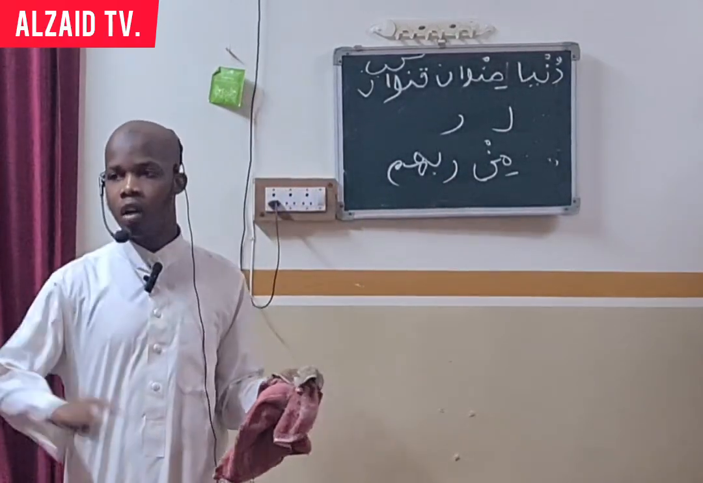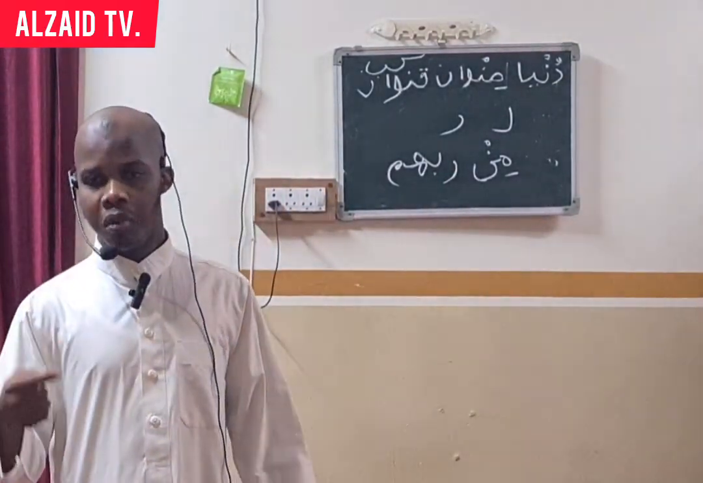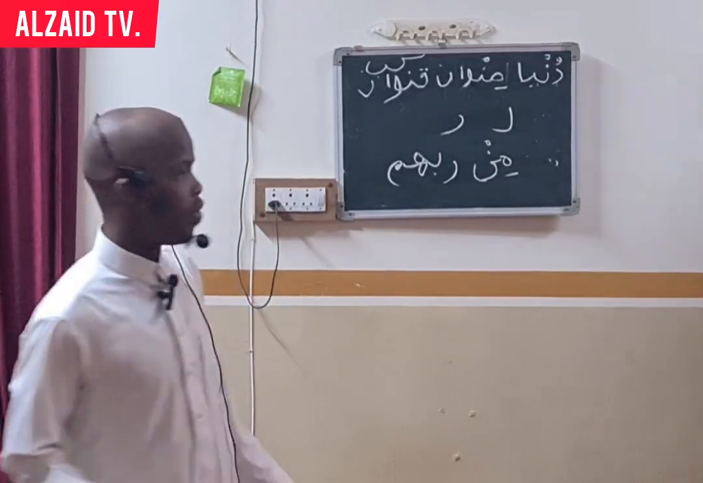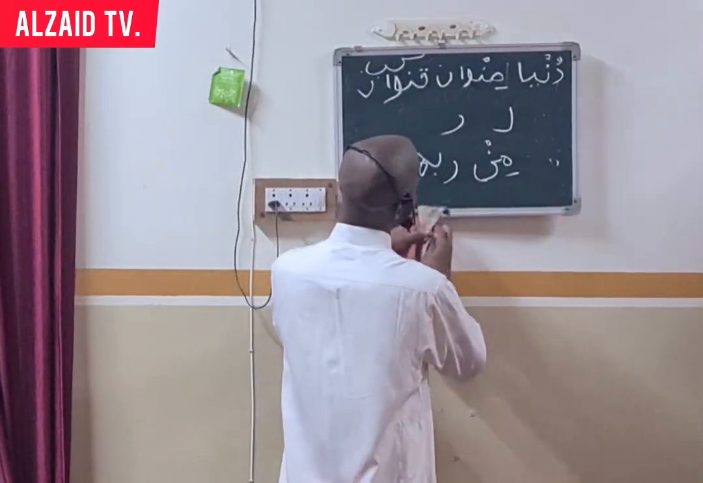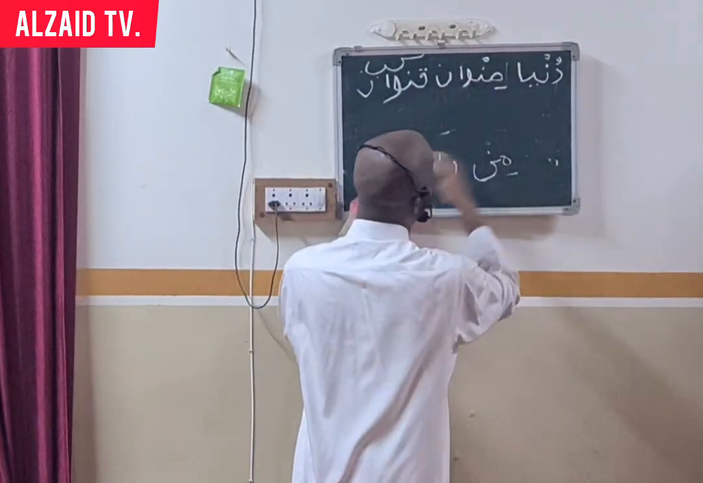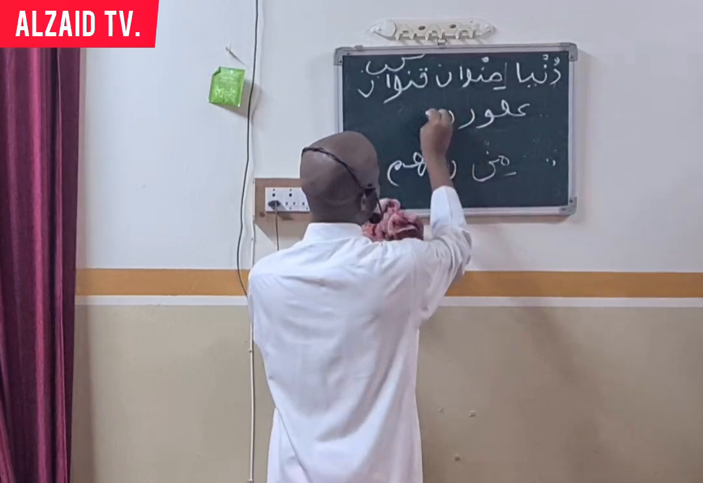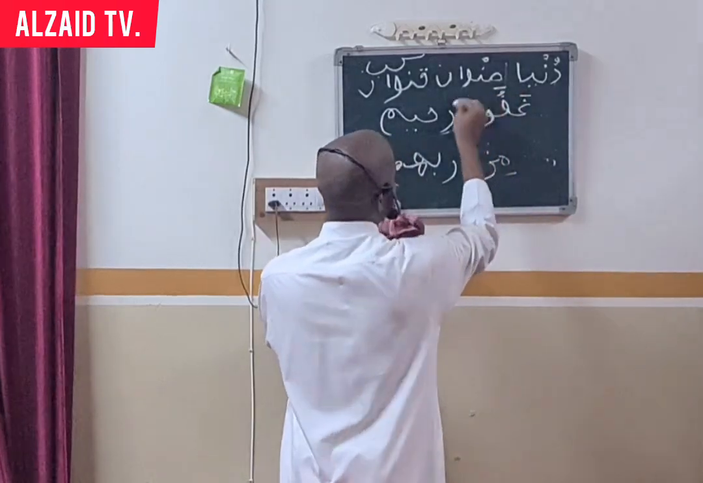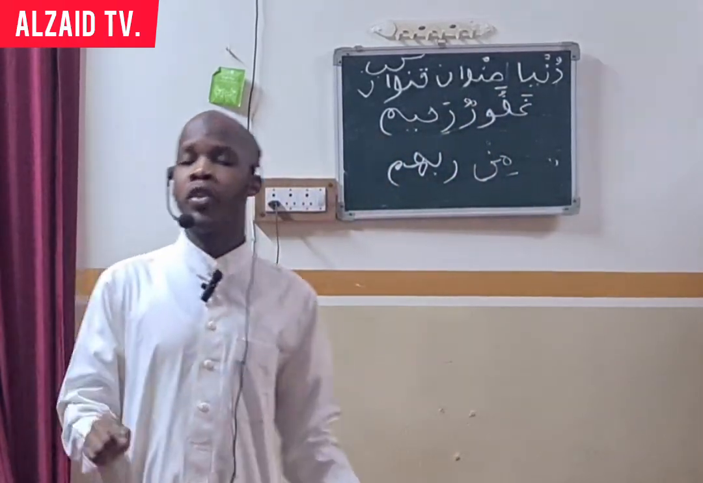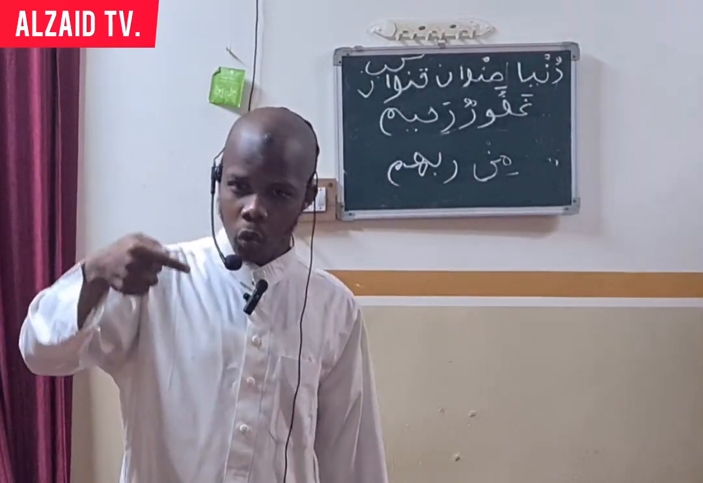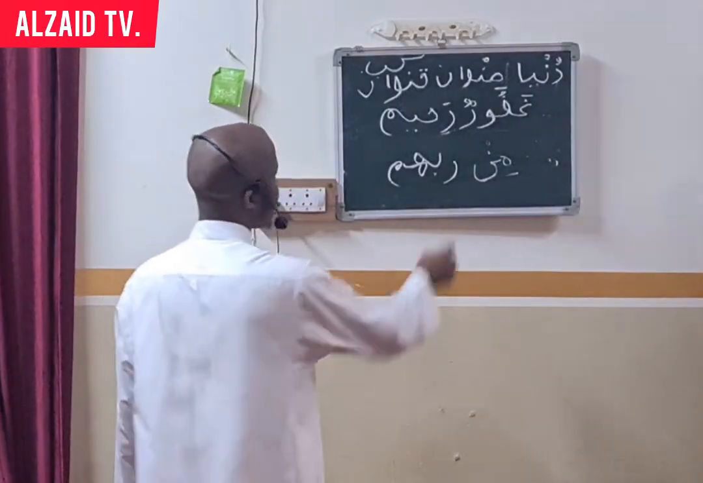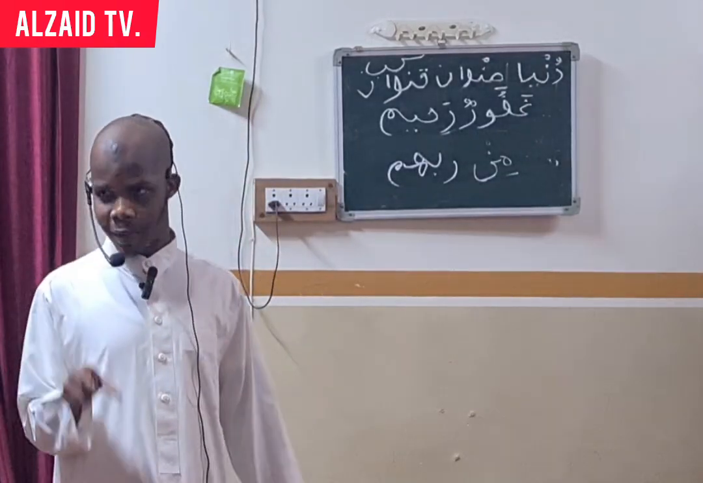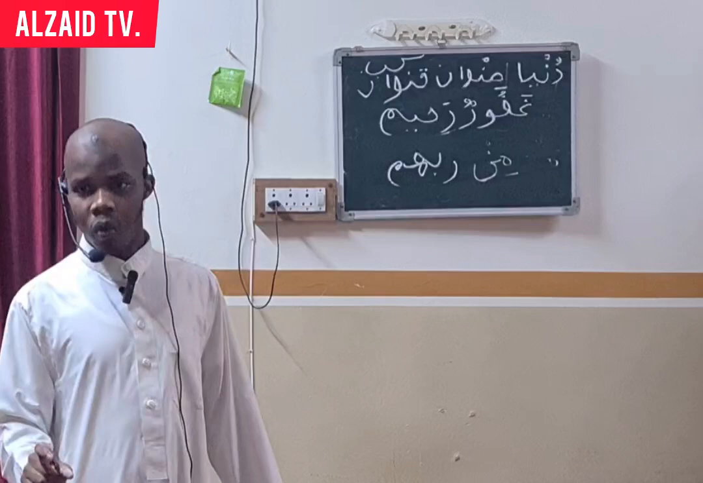Then, this complete idgham: min rabbihim. Don't say min rabbihim with the noon sounded. Then another example: ghafur rahim. Don't say ghafurun rahim. You are going to idghamize this ra into this ra. And if this comes, we say this is idgham, which kind of idgham? Idgham without ghunna, idgham kamil.